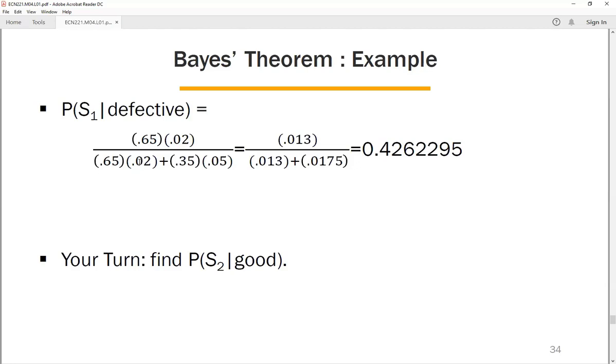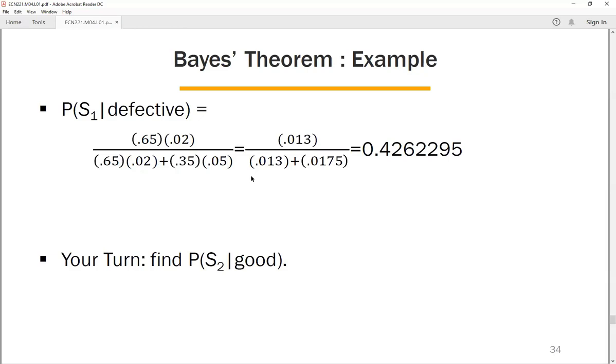It could either have come from supplier 1 or could have come from supplier 2. So again, the probability it came from supplier 1, and then the probability that it's defective given that it came from supplier 1. And then this expression here, the 0.35, is the probability that it came from supplier 2. And the 0.05 is the probability that it's defective given that it came from supplier 2.